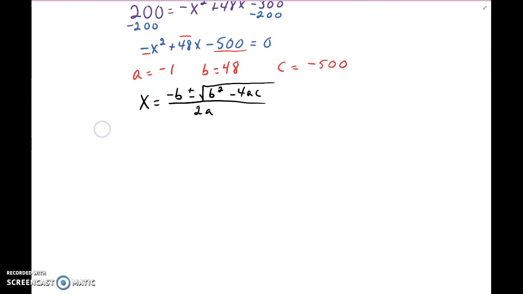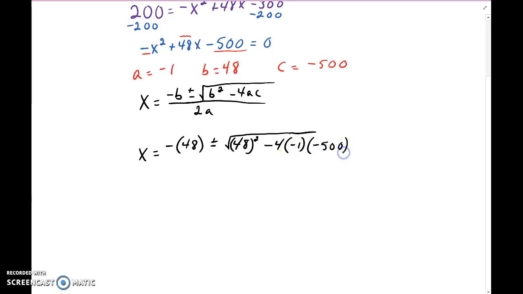All right, and now we're just going to plug it in. So we have X is equal to negative B, so that's negative 48, plus or minus the square root of 48 squared minus 4 times A, which we know A is negative 1, and then times C, which is negative 500, all over top of 2 times A, which is 2 times negative 1.